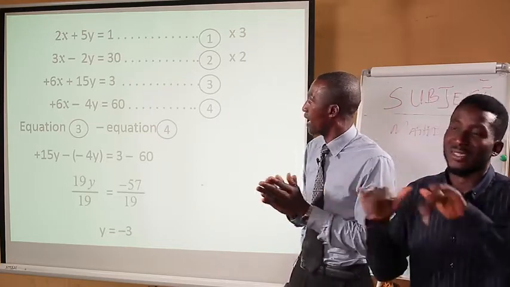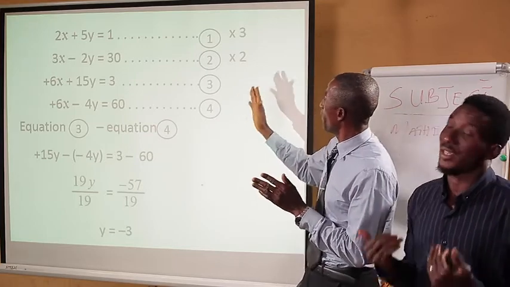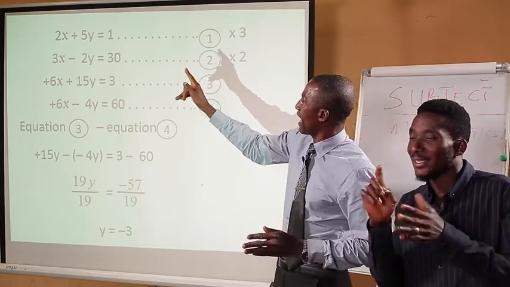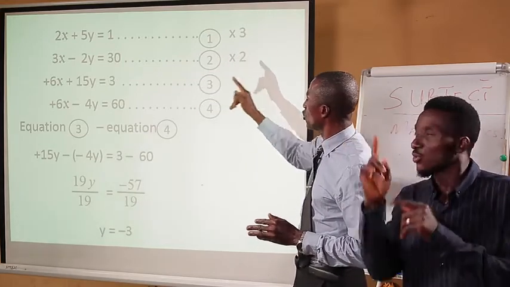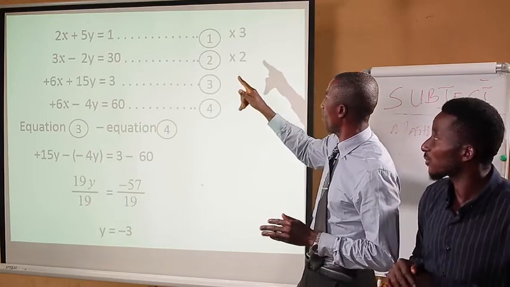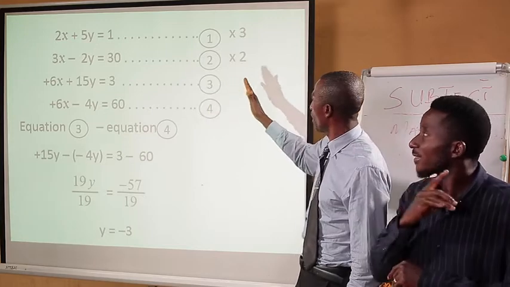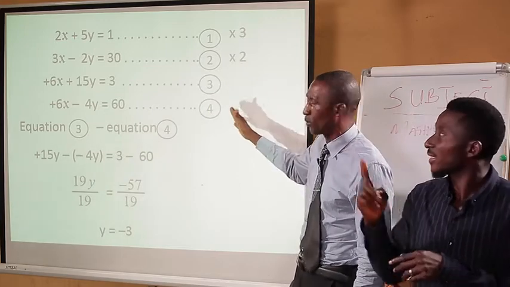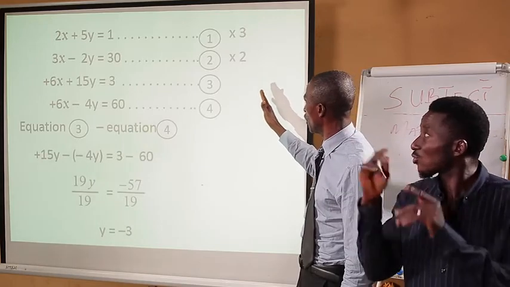The coefficient of y in equation 1 must be the same in equation 2. Now, by looking at this, 2x plus 5y equals 1, I name it equation 1. And 3x minus 2y equals 30, I name it equation 2.